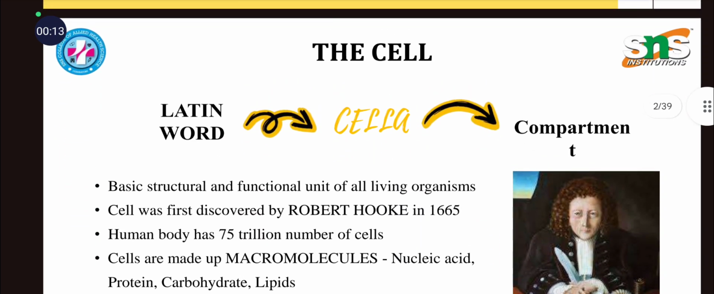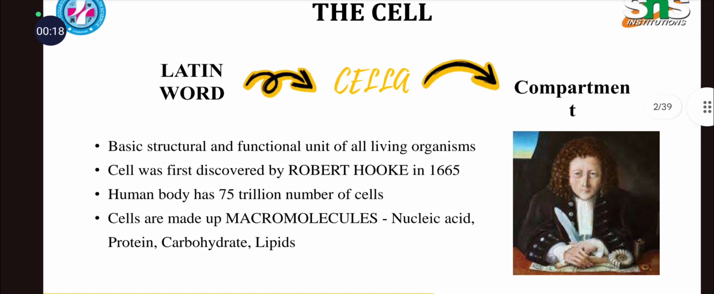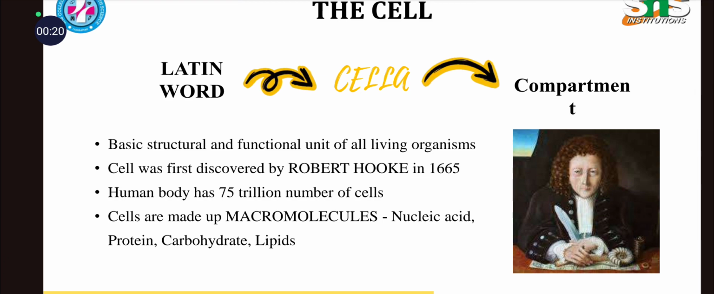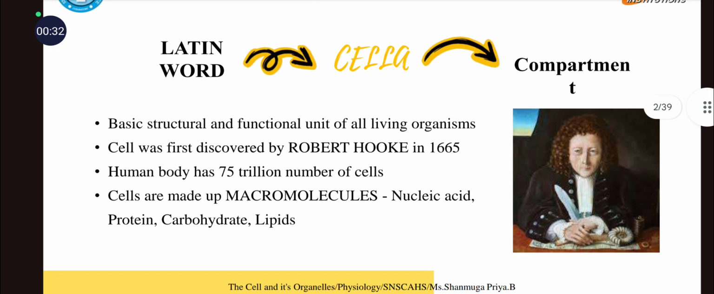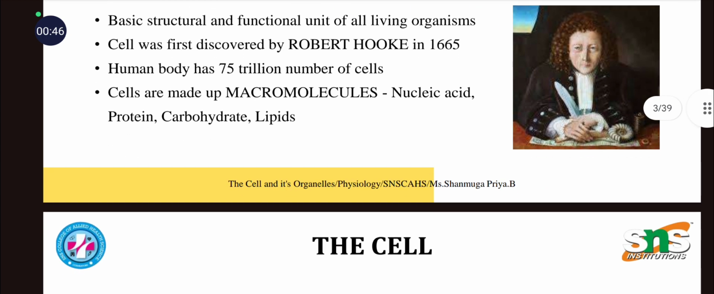Cell is basically derived from the Latin word cella, which means compartment. Cell is a basic structural and functional unit of all living organisms. Cell was first discovered by Robert Hooke in 1665. The image of Robert Hooke can be visualized in the slide. And then the human body has 75 trillion cells. Cells are made up of macromolecules such as nucleic acid, protein, carbohydrate, and lipids.